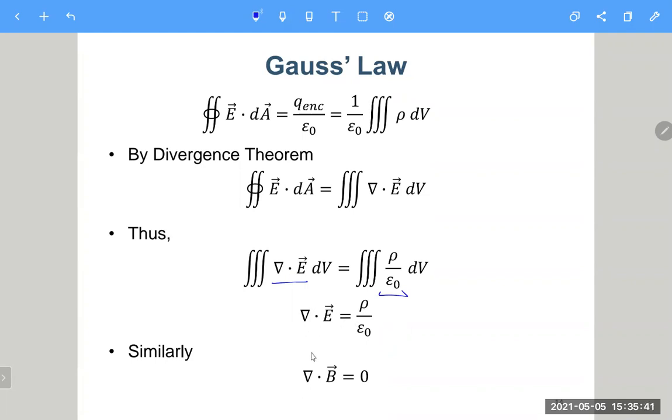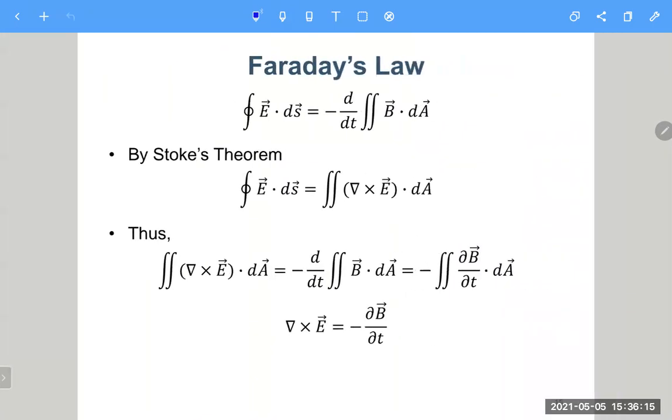And similarly, we can also get the divergence of B equals 0, because for the other Gauss's law, for the magnetic field, the surface integral of the B field equals 0. So on the right-hand side it is nothing but 0. So it turns out that the divergence of B is 0. So the Gauss laws are easier.